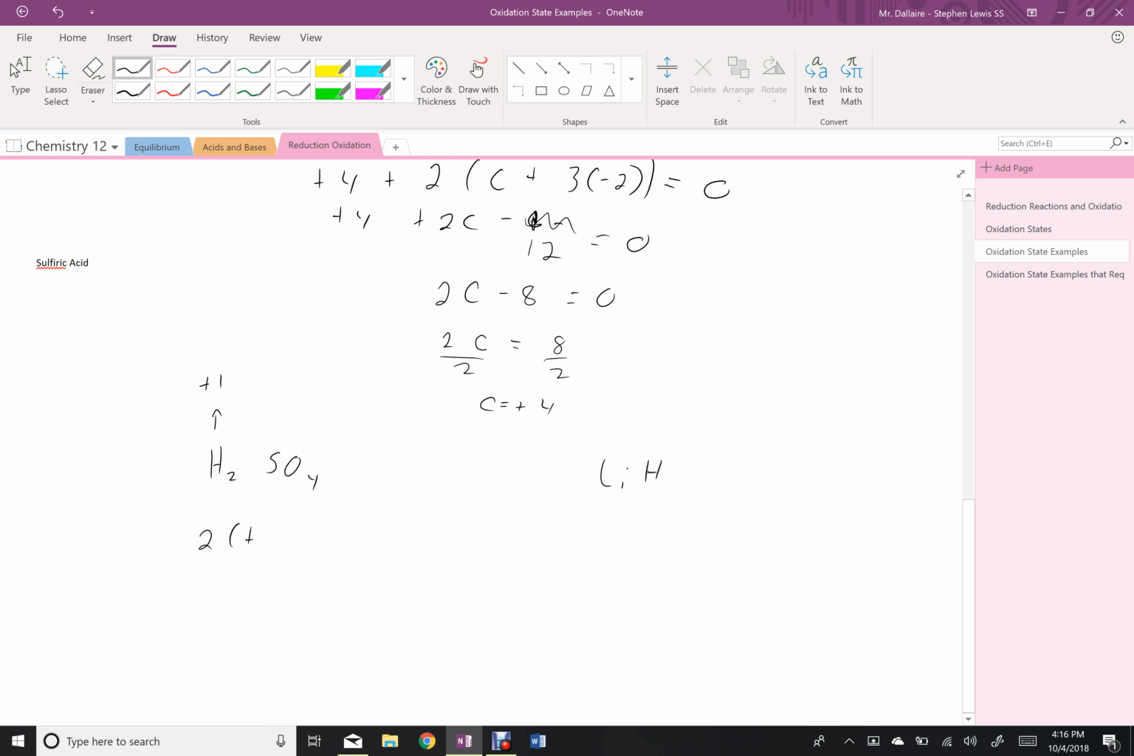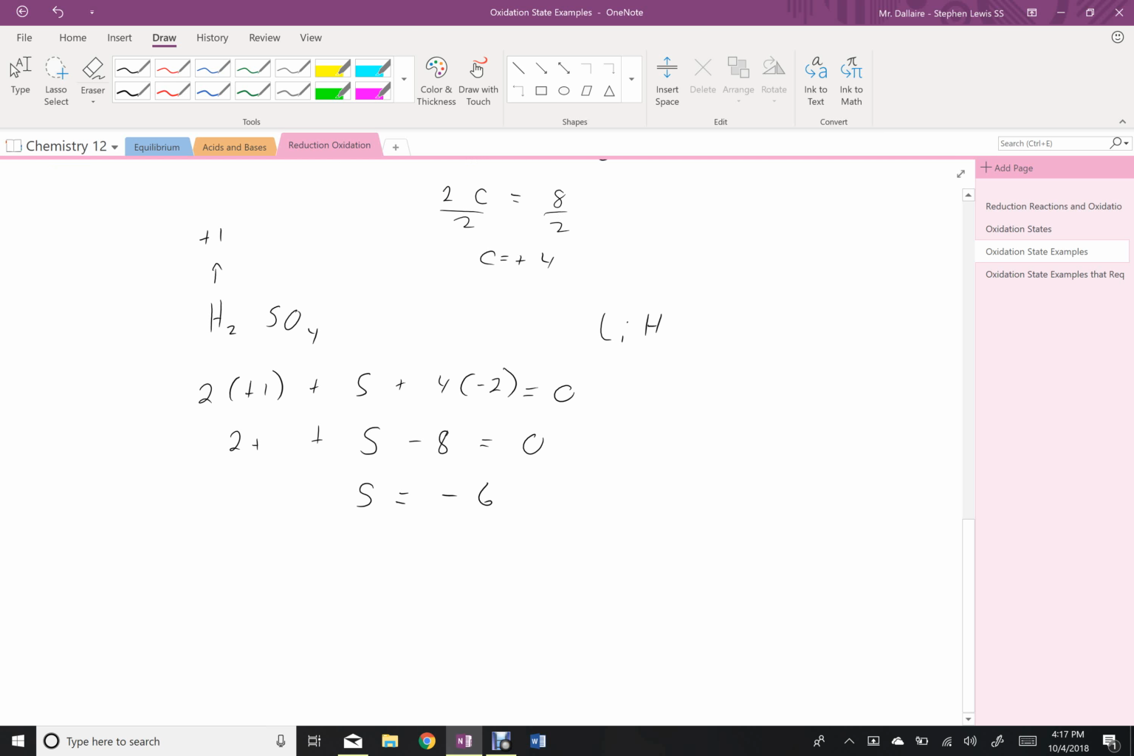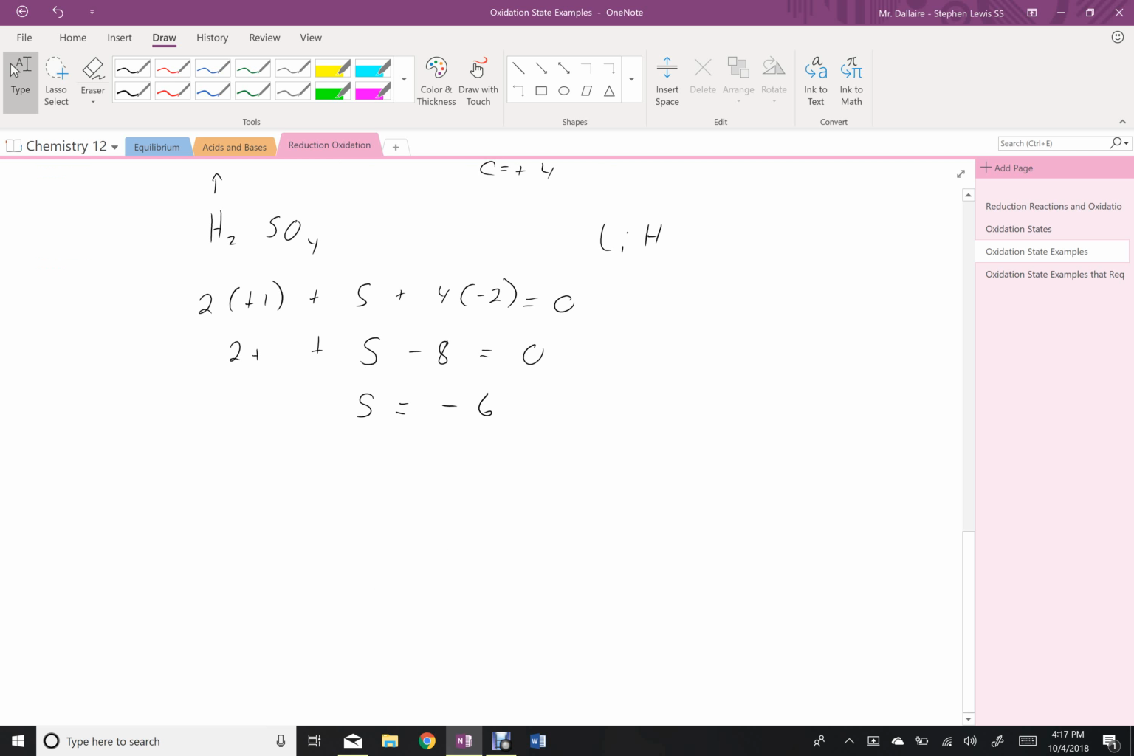So 2 times the plus 1. Sulfur is the guy that we don't know. We have 4 oxygens at minus 2 each, and a total of 0. So 2 plus whatever that sulfur is, that's an S, not a 5, minus 8 equals 0, so sulfur, in this case, would be plus 6. It occurred to me when I made up these examples that I didn't just do a straight polyatomic so we could see something that doesn't add up to 0 but adds up to some charge.